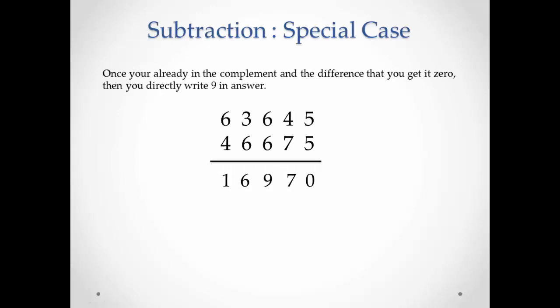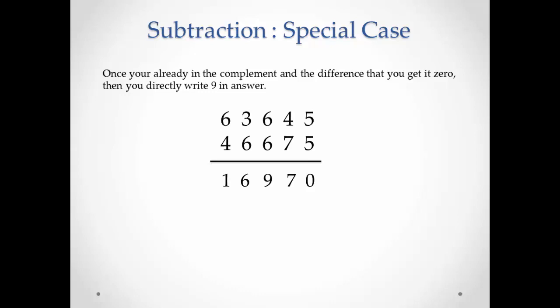Okay, now the subtraction special case. Once you are already in the complement and the difference that you get is 0, then you directly write 9 in the answer. Now I will explain why we should write 9 directly in the answer. The last column of our question is 5 minus 5 is 0, and 4 minus 7, that is 3, and we take the complement with 10, so it comes out to be 7.